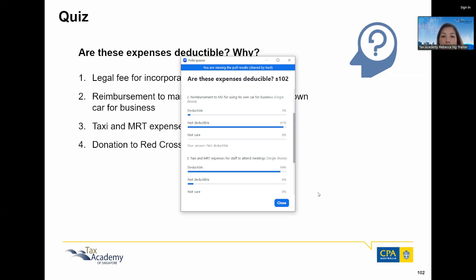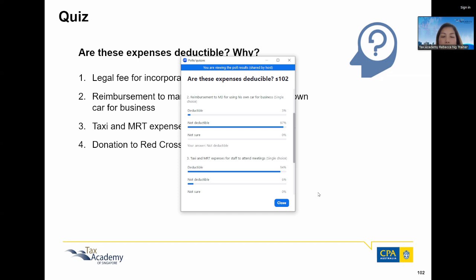Reimbursement to managing director for using his own car is not deductible. Usually the individual who owns the car is an expatriate. So reimbursement to managing director for using his own car as private expenses is not allowable for deduction. And MRT and taxi expenses for staff attending meetings, so it is for the business and its public transport is deductible.